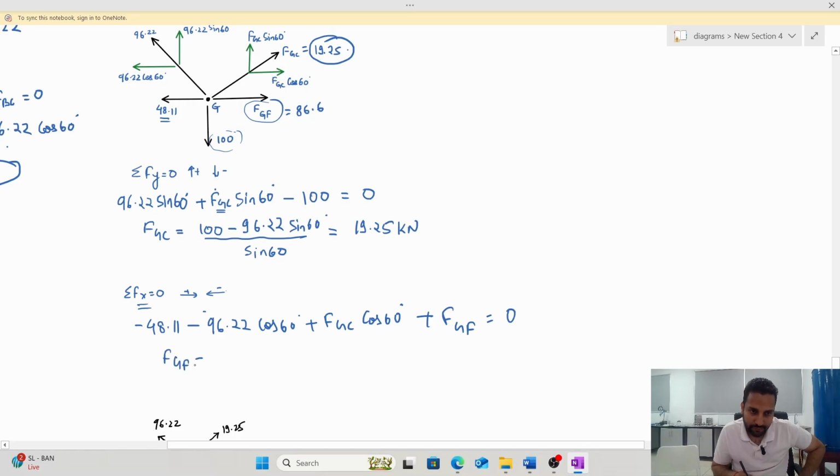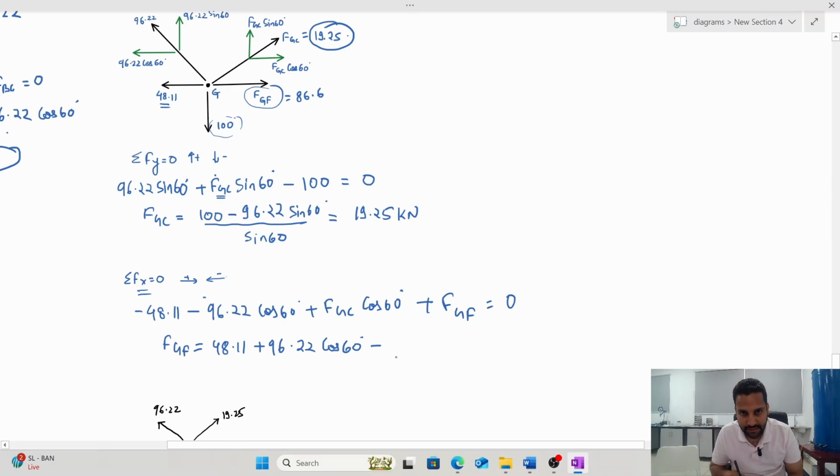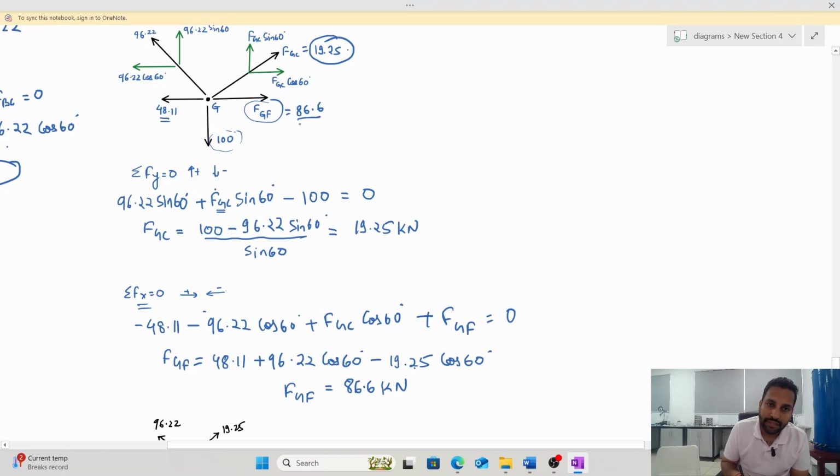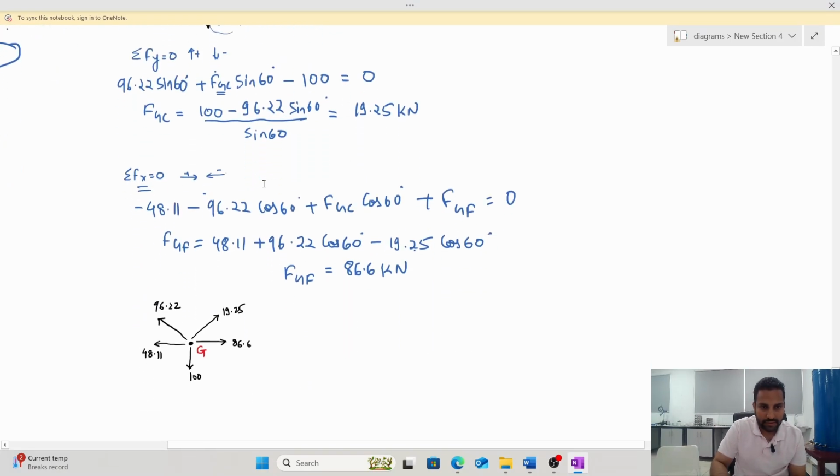So FGF is equal to 48.11 plus 96.22 cos 60 minus FGC, which is 19.25 cos 60. If I solve this, I get FGF as 86.6 kilonewton. Since it is also positive, I will not change the direction, I will keep it away from the joint. Finally, I will draw this diagram.